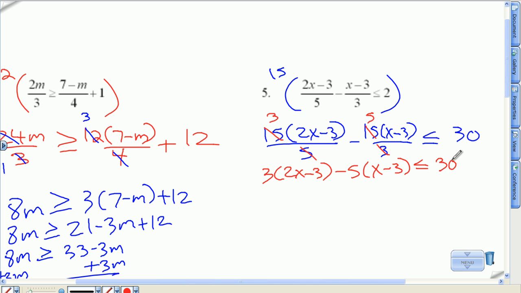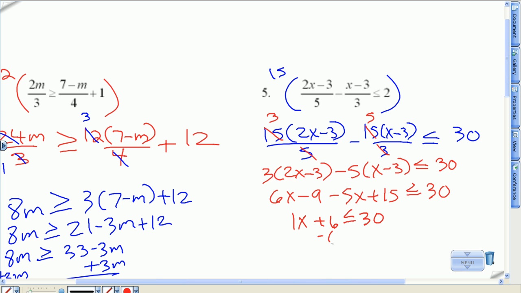Now we can distribute. We have 6x minus 9. I have to distribute the negative here, so do a leave change if you wish. It's minus 5x plus 15. That's less than or equal to 30. Combine like terms. I have all kinds of junk on the left side. 6x minus 5x is 1x. Negative 9 plus 15 is 6. That cleans up pretty nice. So subtract 6 and x is less than or equal to 24.